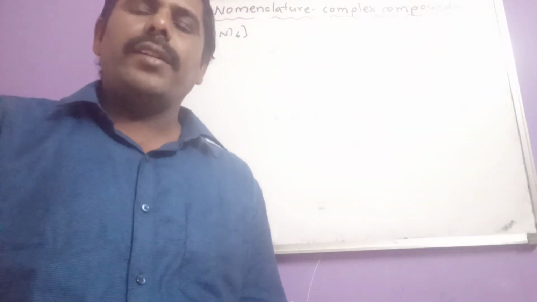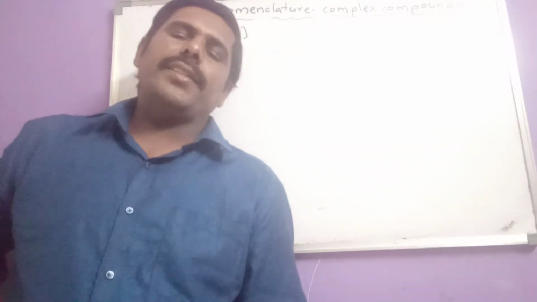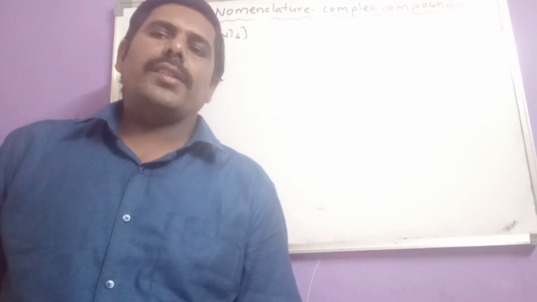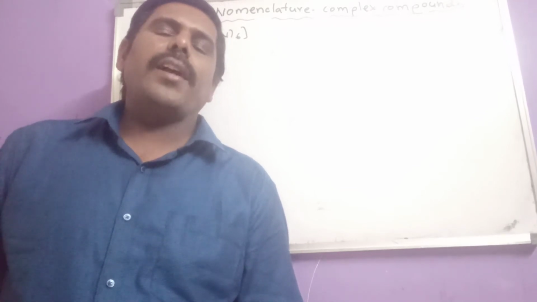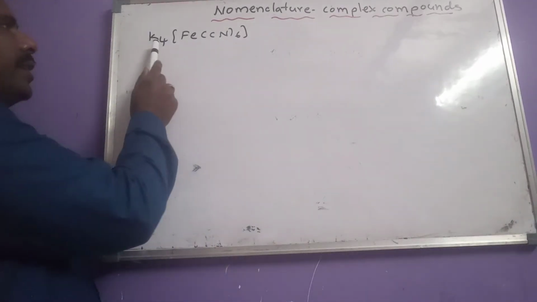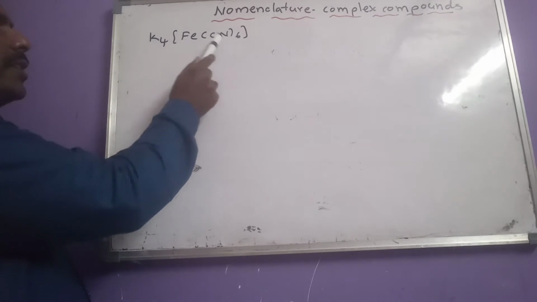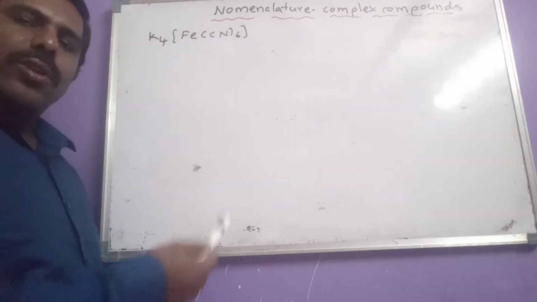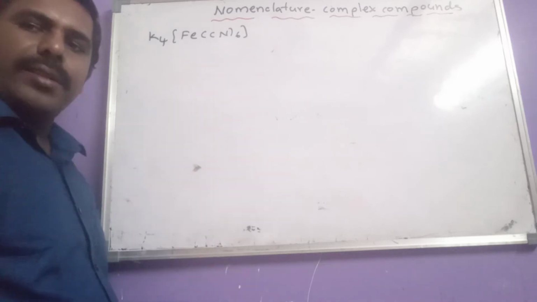Hello to everyone. In this video, let us discuss nomenclature of complex compounds. So, how to name a complex compound? Let us see here. For example, consider this K4[Fe(CN)6]. With this example, we have to learn how to name a complex compound.